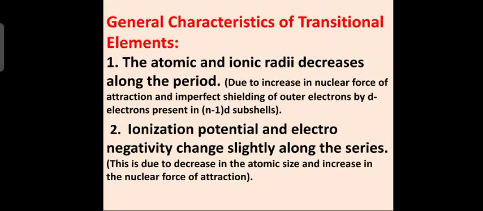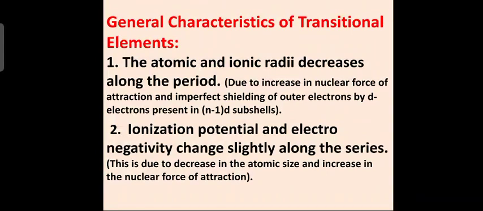Now, the first general characteristic we have already completed in the previous class, that is atomic and ionic radii, which decrease along the period. Now let us start from the second characteristic property. Ionization potential and electronegativity change slightly along the series.